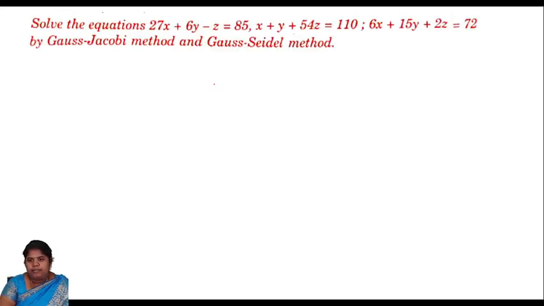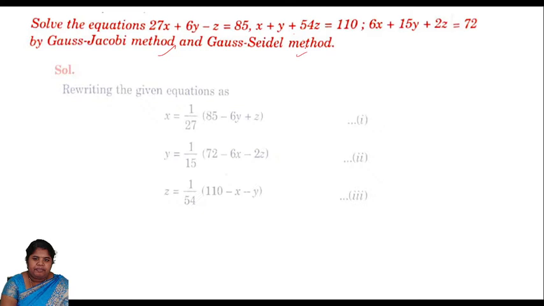So, we will see some problems. Solve the equations 27x plus 6y minus z equal to 85, x plus y plus 54z equal to 110, and 6x plus 15y plus 2z equal to 72 using Gauss-Jacobi and Gauss-Seidel.